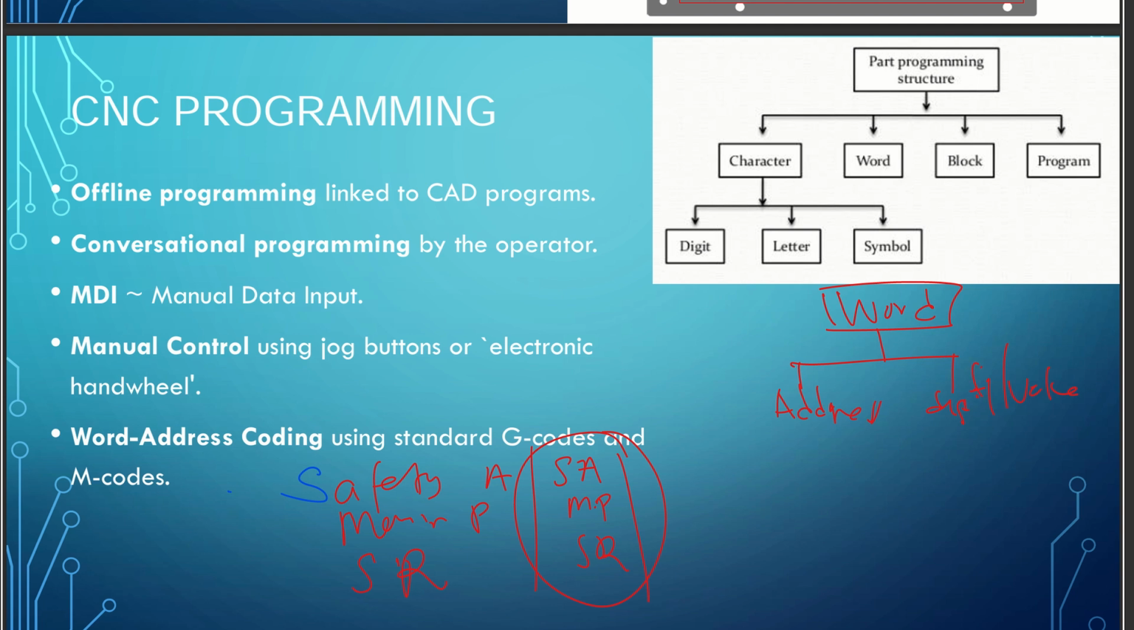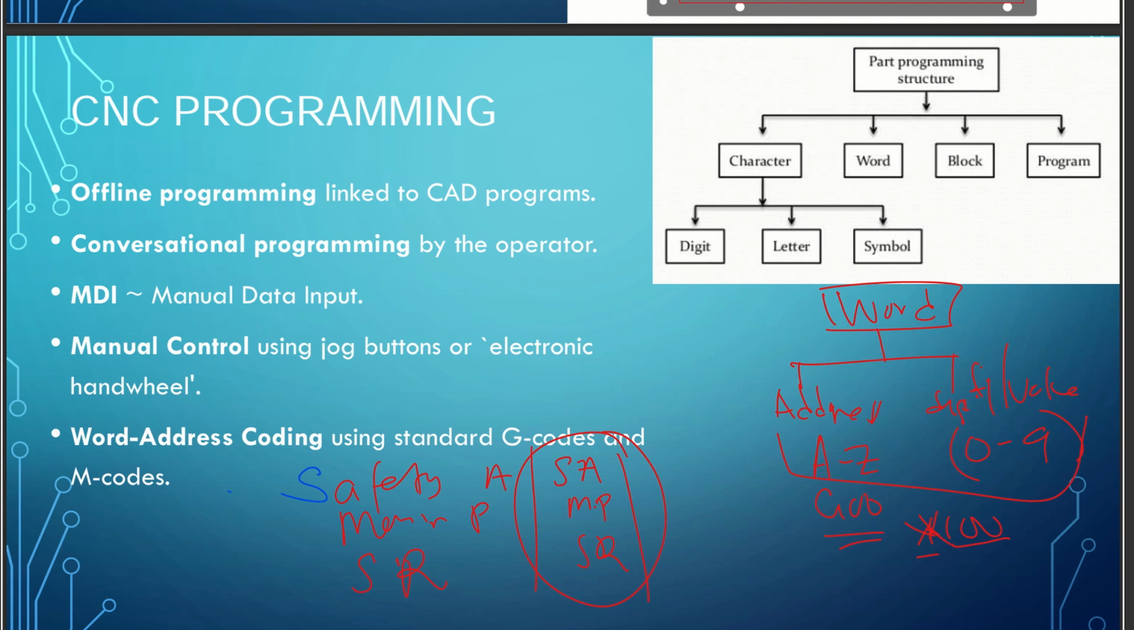This address can be from A up to Z. This value or digit can be from 0 to 9. Then you can form numbers like 00, 01, 02, or 12, 10, like that. When you put these together, they form a word. So, if I write G00, G00 is a word. If I write X100, X100 is a word. It has an address X and a digit 100.